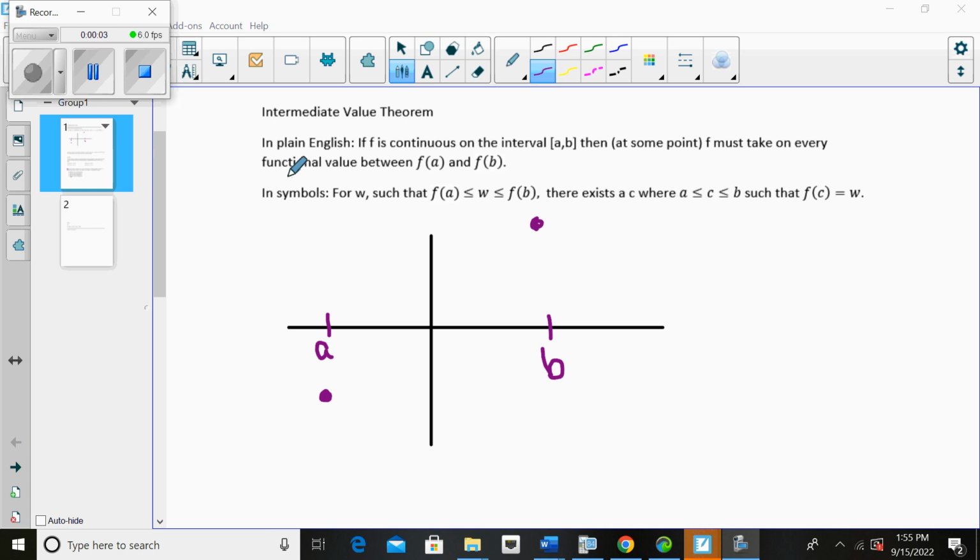So I'm going to start this video by asking you to read this, which is a theorem that I just underlined, in symbols: for W such that f of A, or W, lies between f of A and f of B, there exists a C, such that C lies between A and B, such that f of C equals W. Okay, how many of you read that and say, oh yeah, I get it, that makes perfect sense, right?